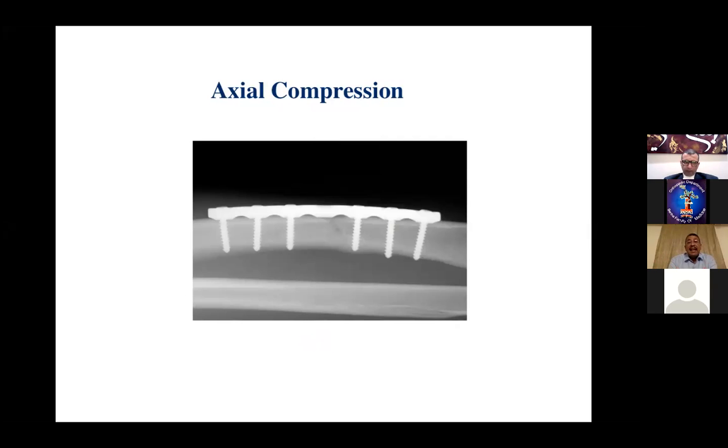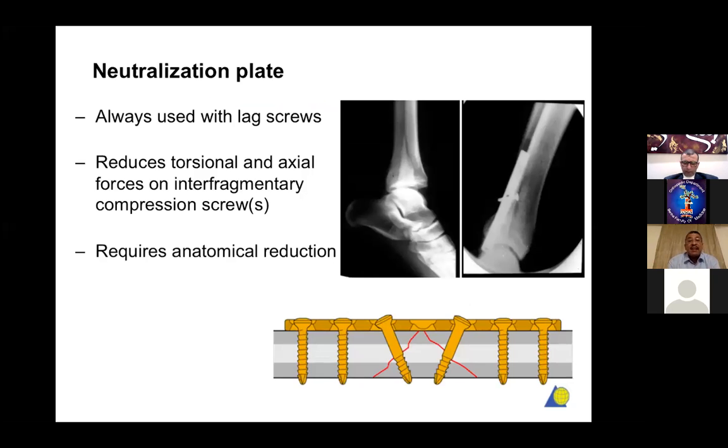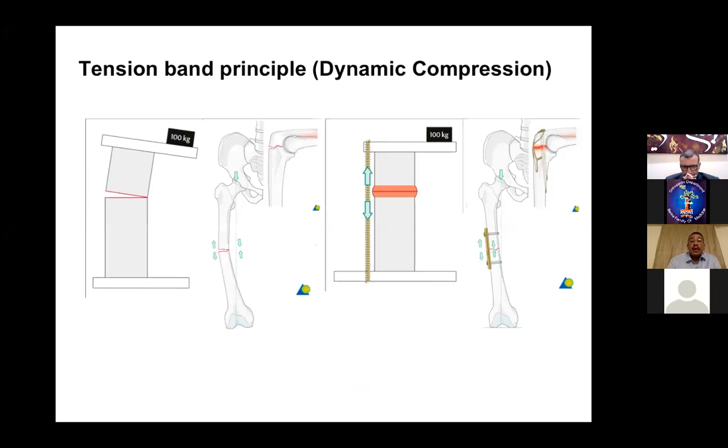So you can have this nice post-operative X-ray of axial compression. You cannot see the fracture site. The second type of plate, the neutralization plate, you use a leg screw or multiple leg screws and put the plate to neutralize the forces around these leg screws, the axial and torsional forces. This is the neutralization plate.